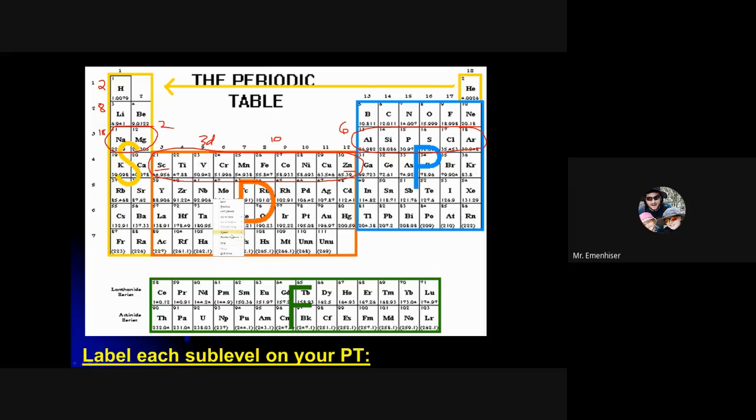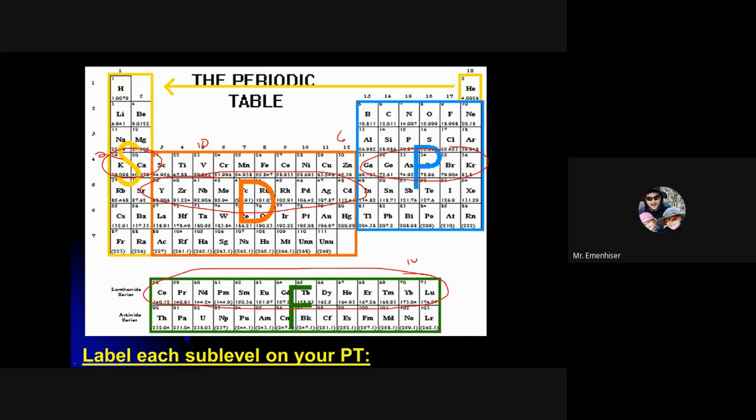Then let's look at the fourth level. The fourth level will be these 2 guys, that's 2. It'll be these guys, which will be 10. It'll be these guys, which will be 6. And oh, now we've got the F, which is 14. Notice that there's 14 here: 1, 2, 3, 4, 5, 6, 7, 8, 9, 10, 11, 12, 13, 14. Notice that the D's: 1, 2, 3, 4, 5, 6, 7, 8, 9, 10. That's why they can hold 10, 1 for each element. Okay? I hope this is making some sense. I know this is confusing.